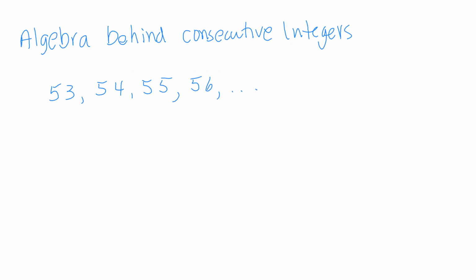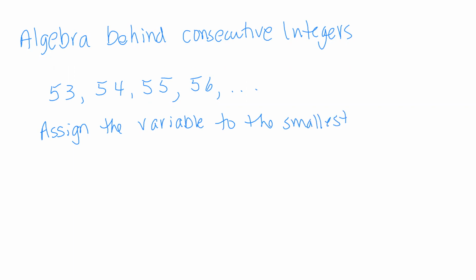All right, we could start anywhere as long as we start with an integer and then increment by 1, we have consecutive integers. And so what we always want to do is assign the variable to the smallest integer. Let's just stick with this. You can technically assign the variable to any of the integers, but let's always stick with the smallest, okay?